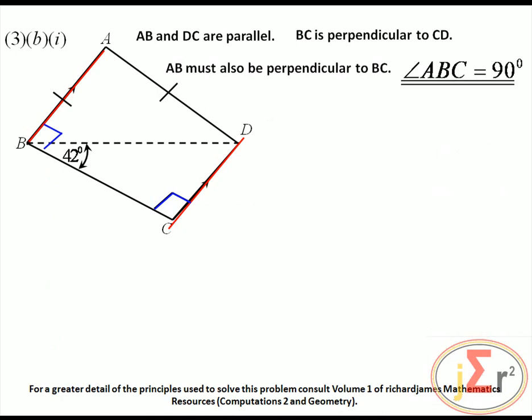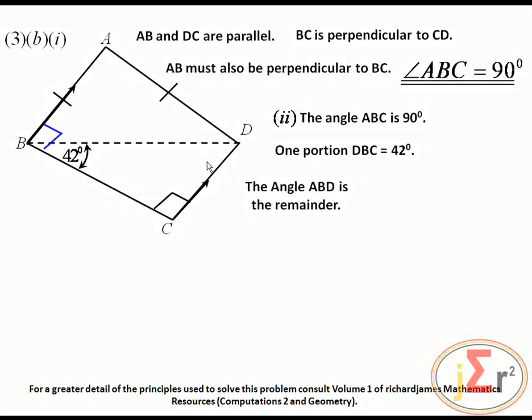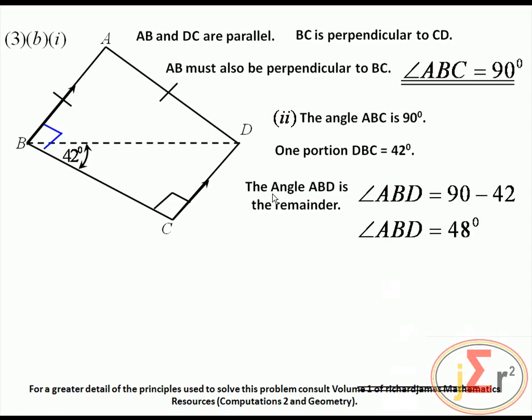We need to find another angle, ABD. So the angle ABD, that's not difficult. We know that this angle is 90 degrees and this one is 42. So this one is the rest of 90 degrees. So the angle ABC is 90 degrees. We have it right there showing that ABC is 90 degrees. One portion of that angle, which is DBC, is 42 degrees. The other portion, which is ABD, must be what remains of that 90 degrees. So ABD is equal to 90 minus 42, which is equal to 48 degrees.